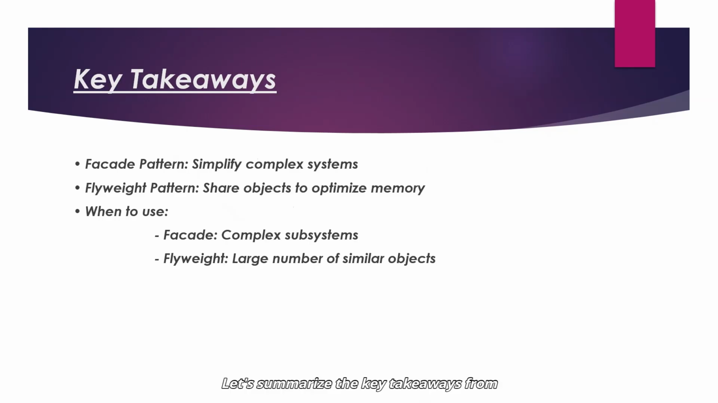Let's summarize the key takeaways from today's lesson. The facade pattern simplifies complex systems by providing a unified interface, hiding the internal complexity from the client. The flyweight pattern optimizes memory usage by sharing common data objects, which is especially useful when working with large numbers of similar objects. Both patterns help reduce complexity and improve efficiency, but must be used carefully to avoid introducing additional challenges.